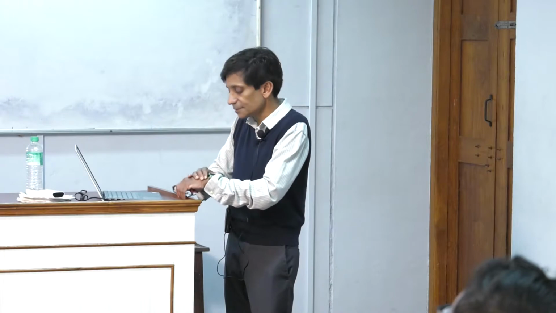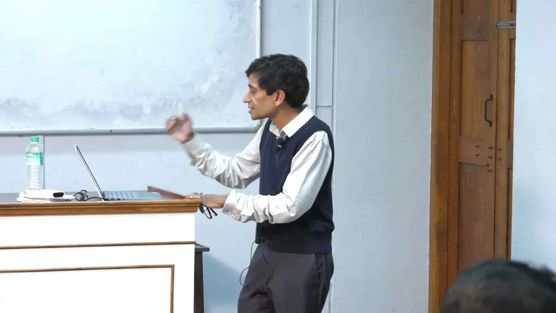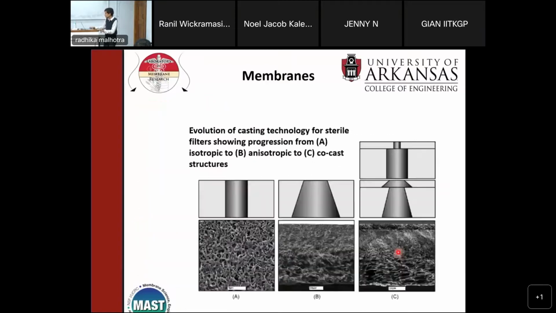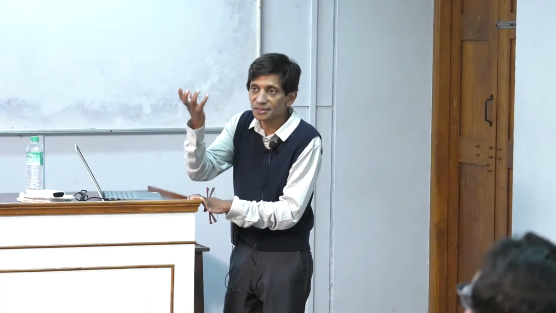Different layers are independently formed with either isotropic or anisotropic morphology, having distinct pore size distribution, aspect ratio, that's the ratio of pore size on the two faces of the membrane, and thickness. It provides many degrees of freedom to tailor structure to various types of feed streams. One of the layers may be, in fact, a pre-filter to the previous one, as I was showing you here. This could actually be designed such that the layer on top is a pre-filter to the one before, and so forth, especially if you use it in the reverse asymmetric geometry.